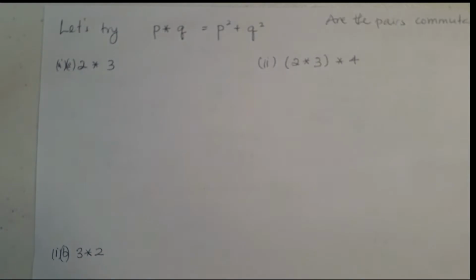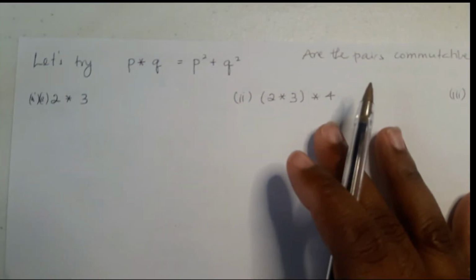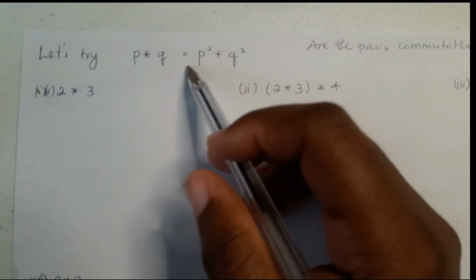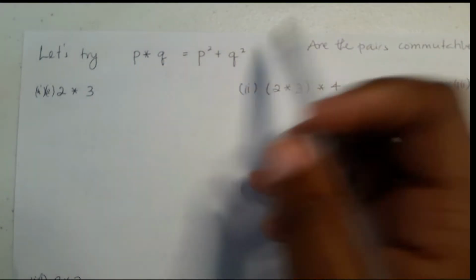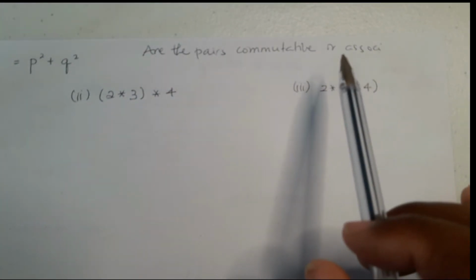Oh, here we have some more. I actually didn't realize. But now we have P star Q equals P squared plus Q squared. And here we're asking, are the pairs commutative or associative?